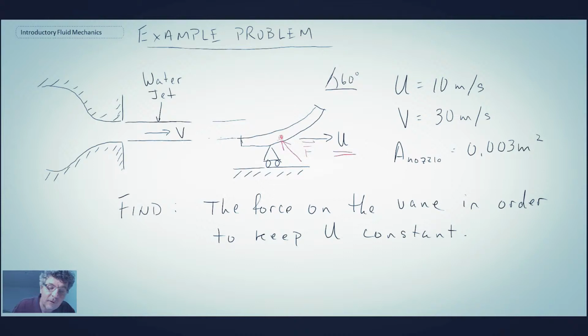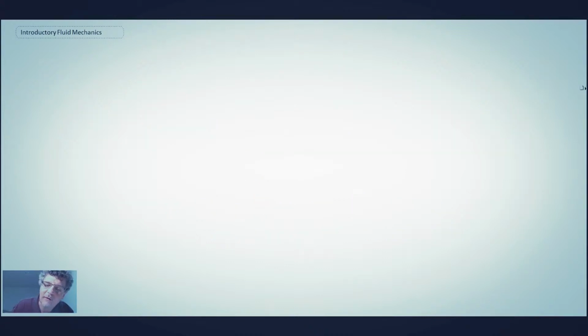Things that are given, we're told that the velocity of the cart to begin with is 10 meters per second, and that's the velocity that we want to maintain. And the jet is coming in at a higher velocity. It's coming in at 30 meters per second. So this is a case where we will be doing analysis using a control volume moving at constant velocity. So let's take a look at the solution.